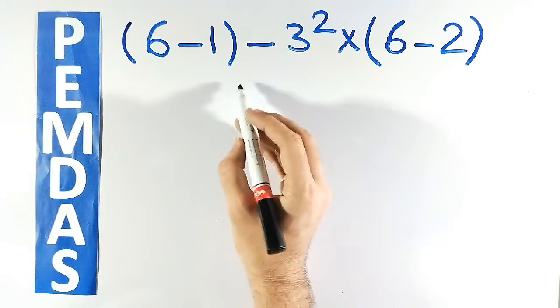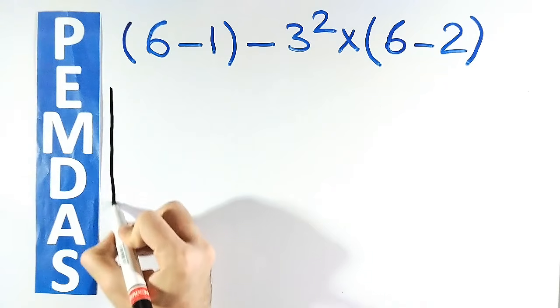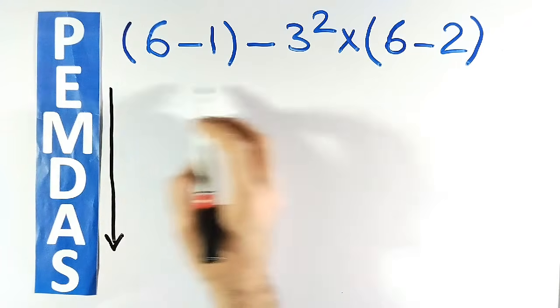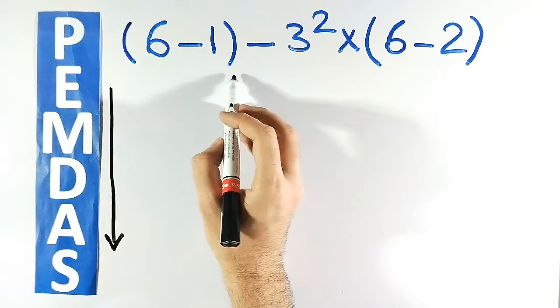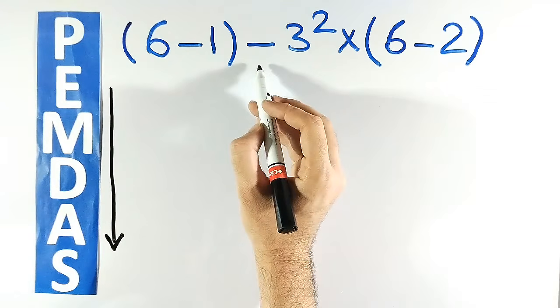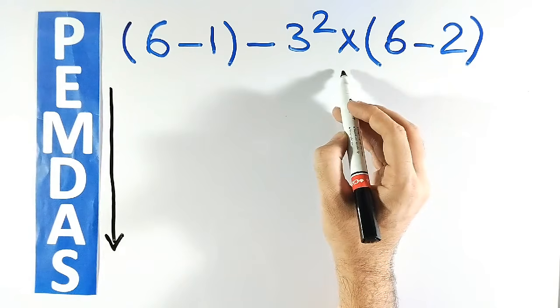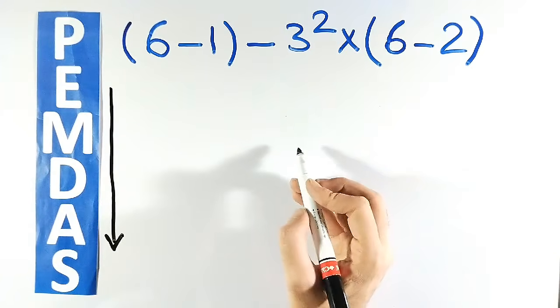To solve this question, we must follow the order of operations step by step from top to bottom. As you can see on the screen, in this expression, first we have parentheses, then a subtraction sign, followed by an exponent, then a multiplication, and finally another parenthesis.